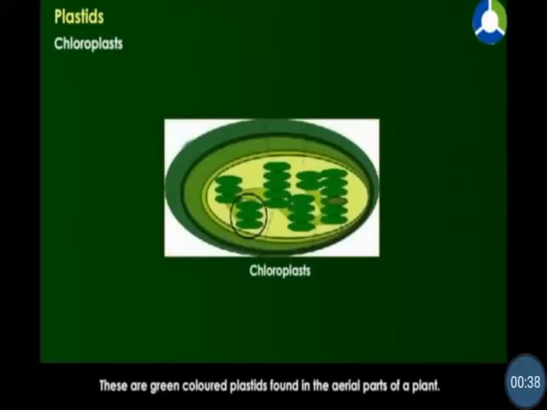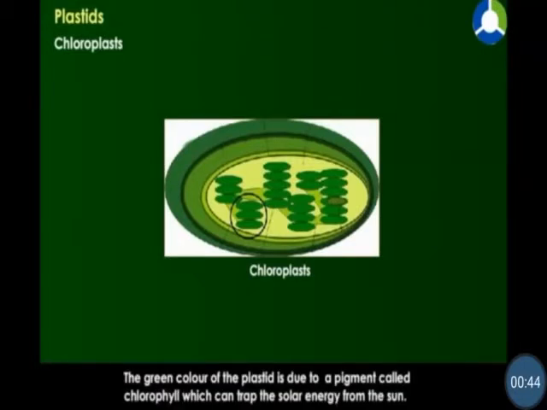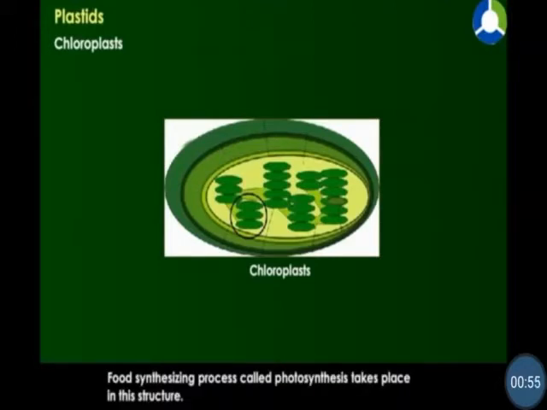Now, chloroplasts. These are the green colored plastids, and they are found in the aerial parts of a plant. The green color of the plastid is due to a pigment called chlorophyll, which can trap the solar energy from the sun. Now, the food synthesis process called photosynthesis takes place in this structure.